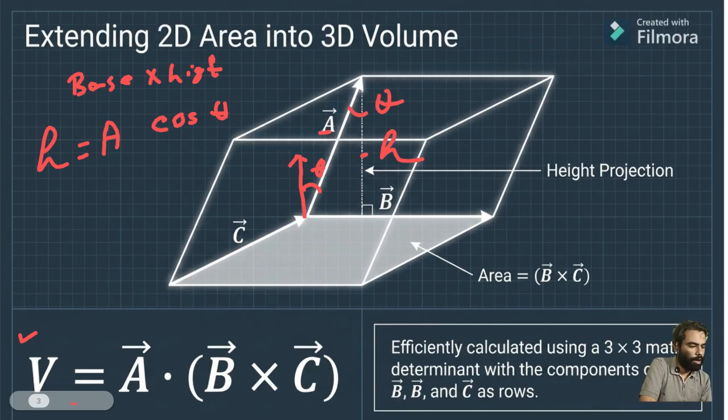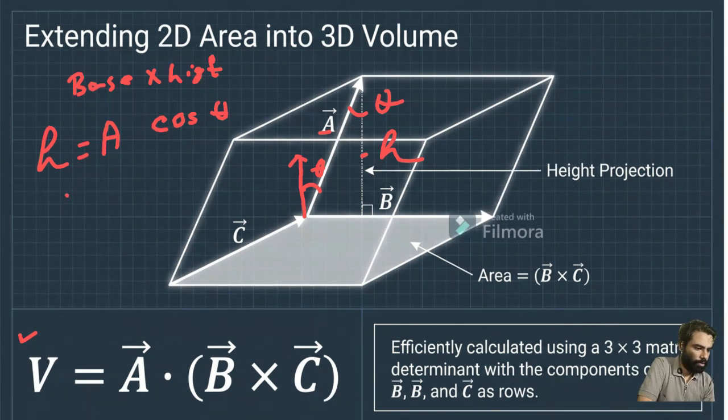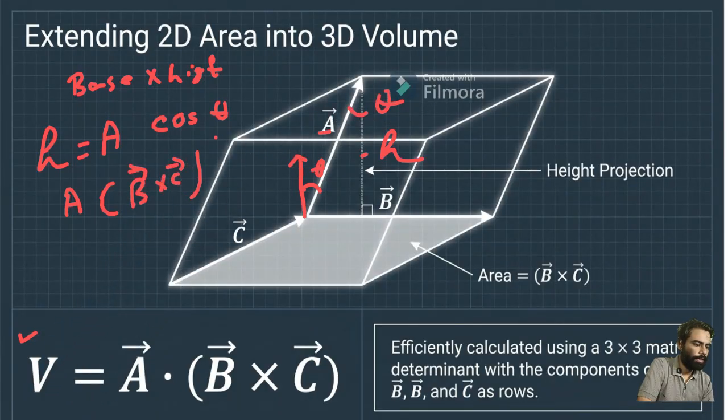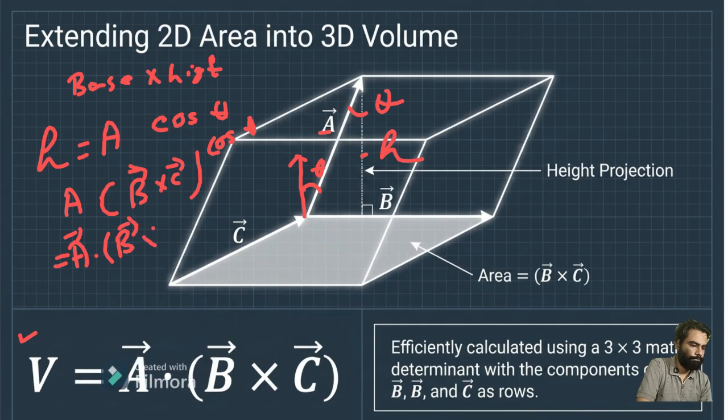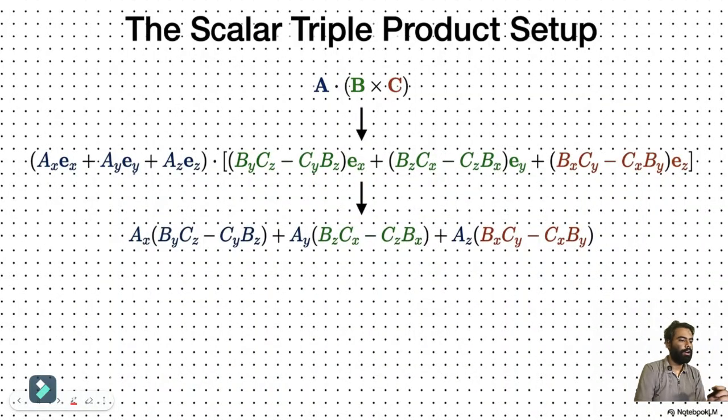So how do we get the volume? The volume should be the area into height. So it is the magnitude of B cross C times A cos theta. That will give you A dot B cross C. Now you have seen the scalar triple product.